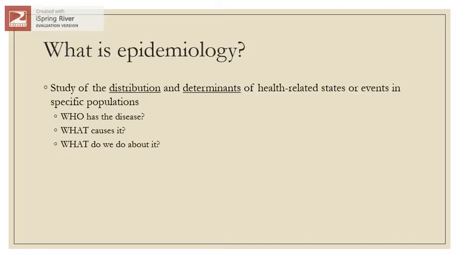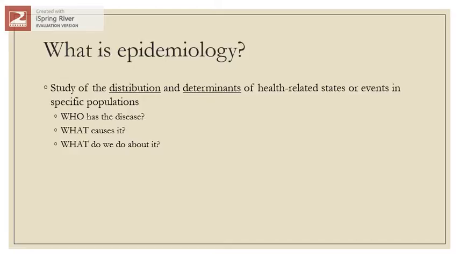So distribution really refers to who has the disease or the health-related state that we're interested in. So maybe you're talking about cancer. So what is the distribution of lung cancer, for instance? Does it vary by state? Does it vary by country? Does the type of person that gets lung cancer vary? That is an idea of the distribution. Determinants would be what causes it. So, of course, you're probably all aware that if we're talking about lung cancer, one risk factor that is associated with lung cancer is cigarette smoking. So that would be a determinant of lung cancer.